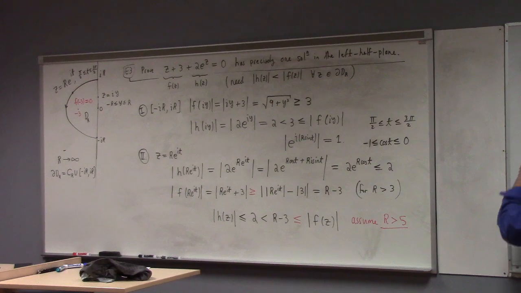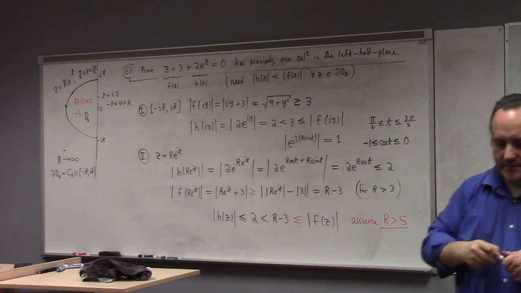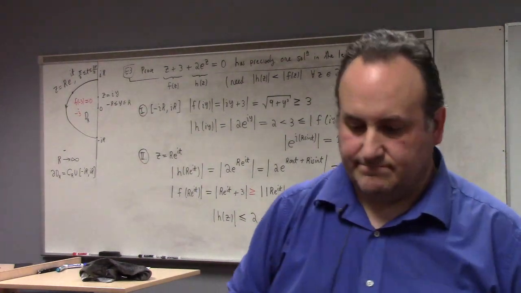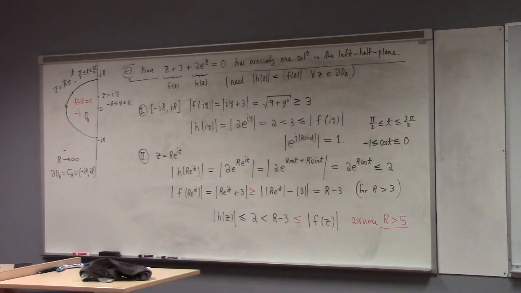Consider p of z equal a_n z to the n plus a_(n-1) z to the (n-1) plus dot dot dot plus a_1 z plus a_0, where a_n is not equal to 0. You guys with me?